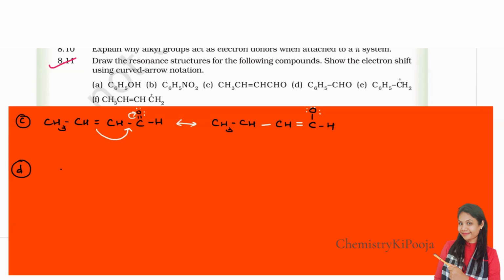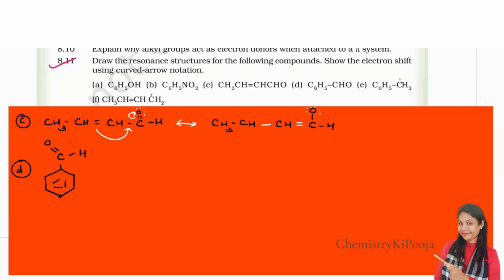C6H5CHO. Now C6H5CHO and NO2, it is exactly the same thing. Whatever we have done for nitrobenzene, the same thing we are going to do for benzaldehyde. So this is CH double bond O. Instead of carbon, just consider nitrogen, then oxygen and double bond. Only difference is instead of nitrogen, there is carbon, and instead of this oxygen, there is hydrogen. Clear? The rest all will remain the same.